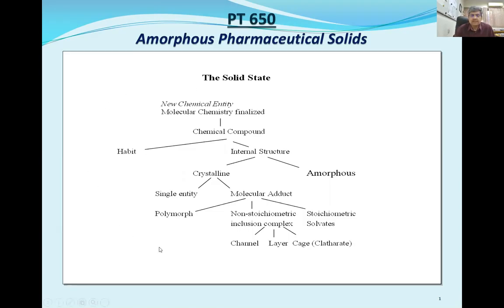This is the classification system which we had discussed earlier also, wherein we had discussed that a chemical compound can have an external habit and then it can have an internal structure. The internal structure could be either crystalline or it could be amorphous. We have already discussed the crystalline internal structure. We are today going to begin our discussion on the amorphous phase.